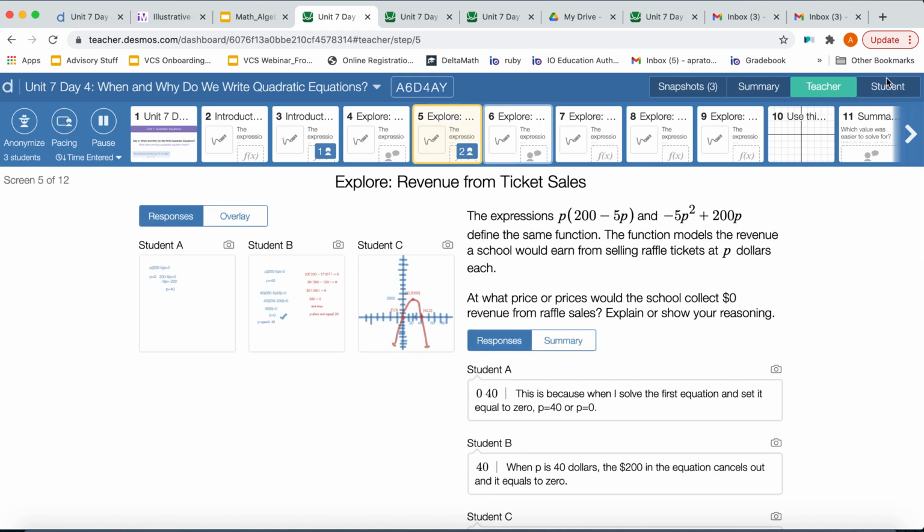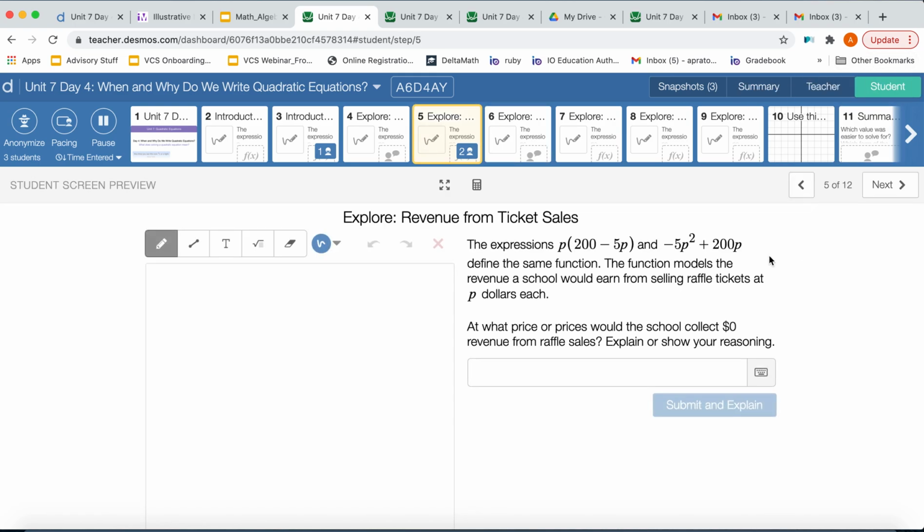The reason I chose question 5 for the summary is because it's a question that was accessible from learning from the previous unit, being able to identify the zeros of a function, with the question, at what price or prices would the school collect $0 in revenue from a raffle sale? But it's also a key question to focus on because it is listed in the Illustrative Mathematics lesson plan as a question that is really important for students to understand.